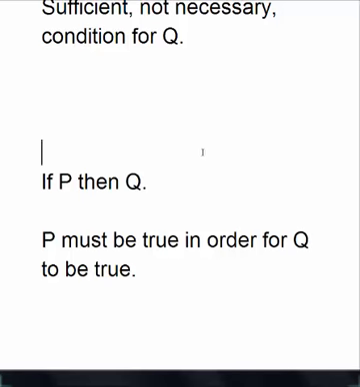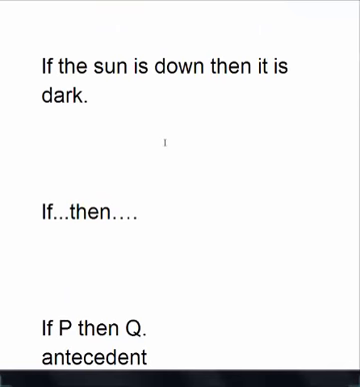If we go back to our example up here, if the sun is down, antecedent, then it is dark, consequent. What we've asserted there is that if we know that the sun is down, then we also know that it's dark. But we have not asserted that the sun must be down in order for it to be dark. It could be dark for other reasons than the sun being down. We know that if the sun is down, then it's dark, but we don't assert that the sun must be down in order for it to be dark. Maybe there's an eclipse. Maybe by dark we mean it's dark in this windowless room with no light, right?